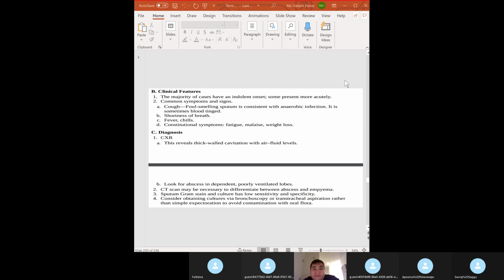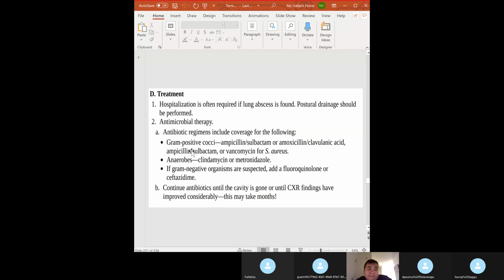So how are we going to treat them? Antibiotic regimen, of course. Gram-positive cocci, ampicillin sulbactam, or amoxicillin clavulanic acid. For Staph aureus, for anaerobes, clindamycin, metronidazole. Okay? Continue the antibiotics until the cavity is gone.